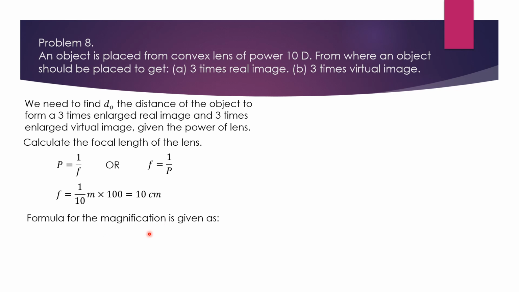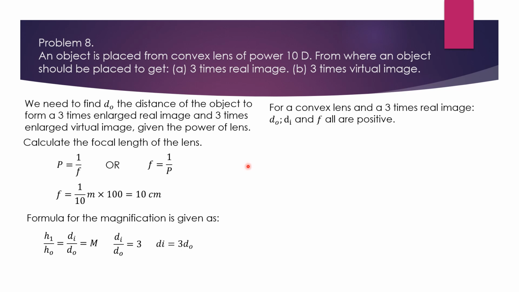Now for the magnification, it is given as height of the image over height of the object, or distance of the image over distance of the object. Since here we need the distance of the image and distance of the object, we use di over do, which is equal to 3, which results in di is equal to 3 do. Now for a convex lens, remember, for a 3 times real image, do, di and f are all positive.